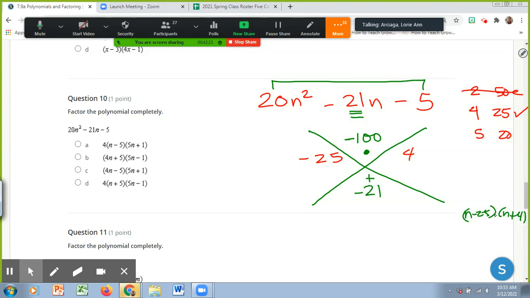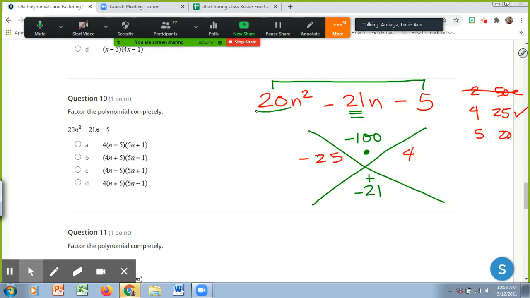Now this is one way you can check. You go n times n, that's n squared. I'm not getting a 20, right? So that tells you that you did something wrong. So then go back. That's why I like the X method, because if you do something wrong, you can always go back to it, unlike when you're using any shortcut.